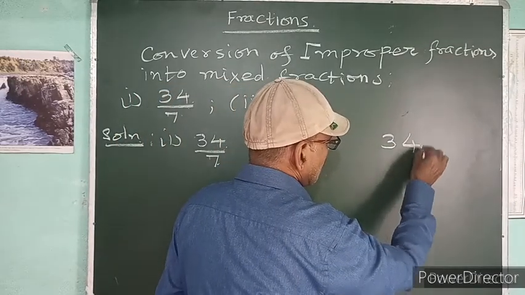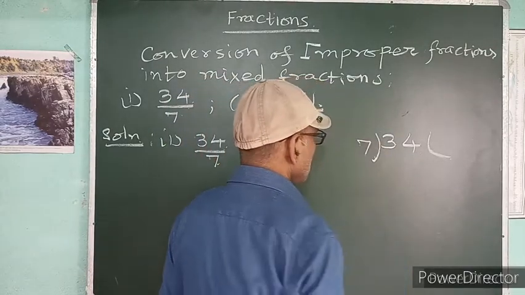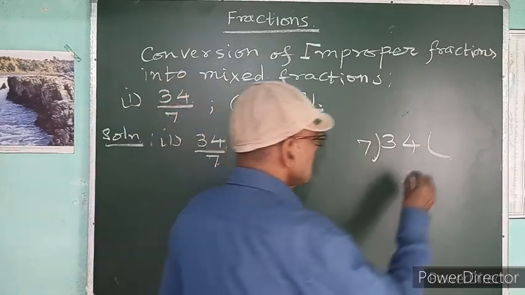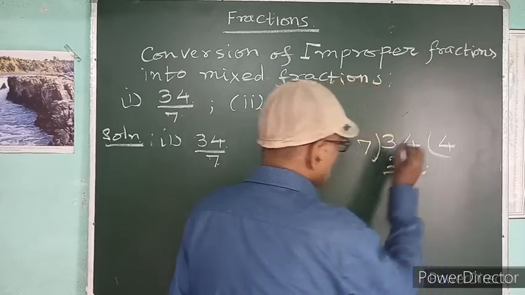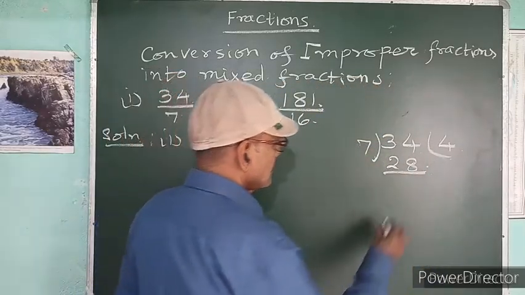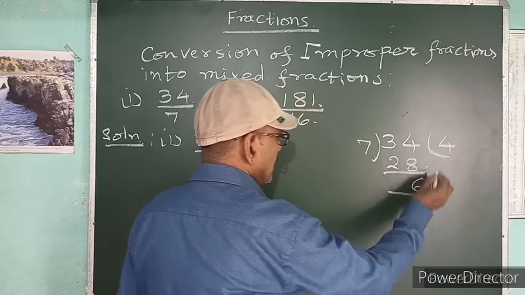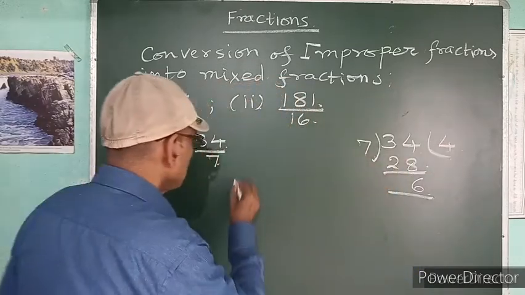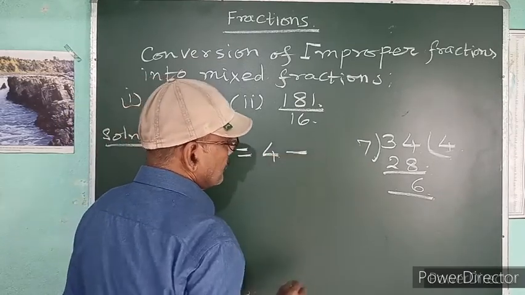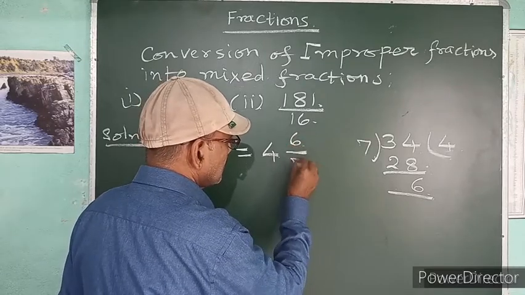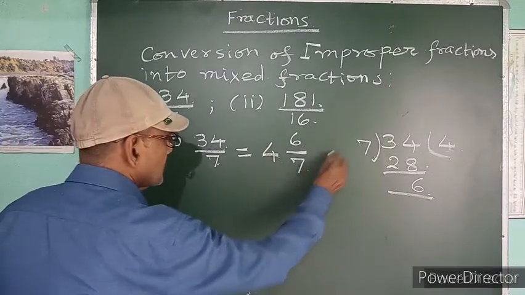So we go into the process of dividing. So divide 34/7. 7 4s are 28. Now subtract 34 minus 28, 6. So this is the remainder and this is the whole number. So we will write it is equal to 4 whole 6/7. Then for the solution, this is the answer.